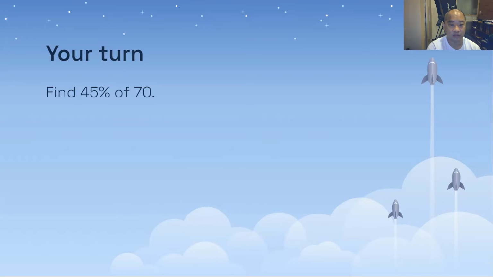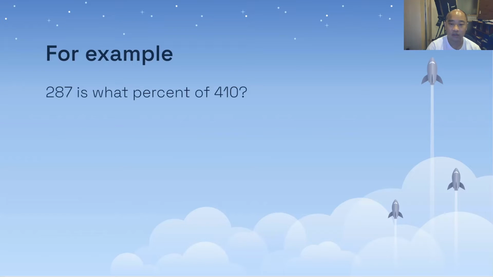Last one, 45% is 0.45 multiplied by 70 gives us the part, and that is 31.5. Okay, well done, y'all. Moving on.